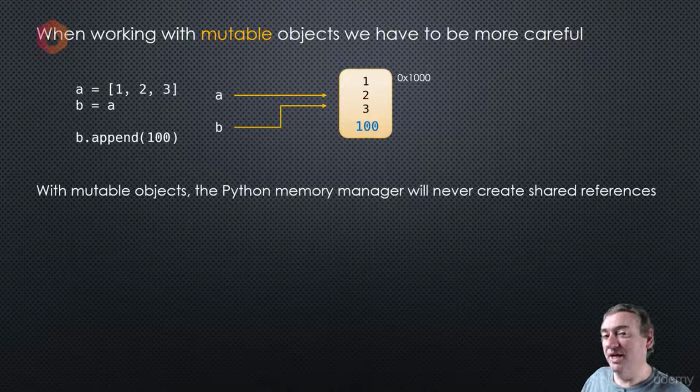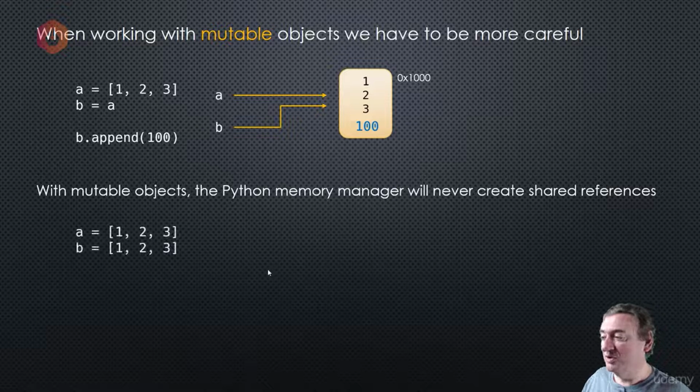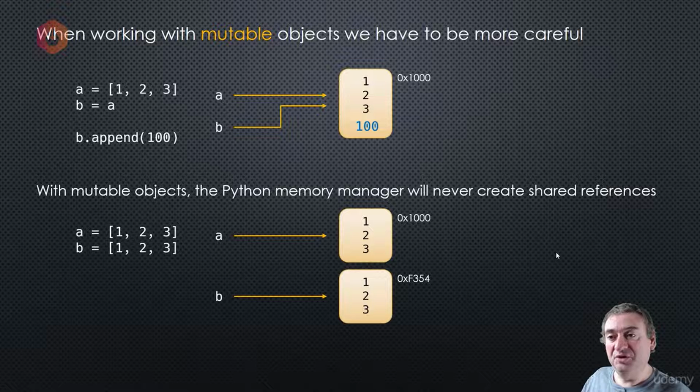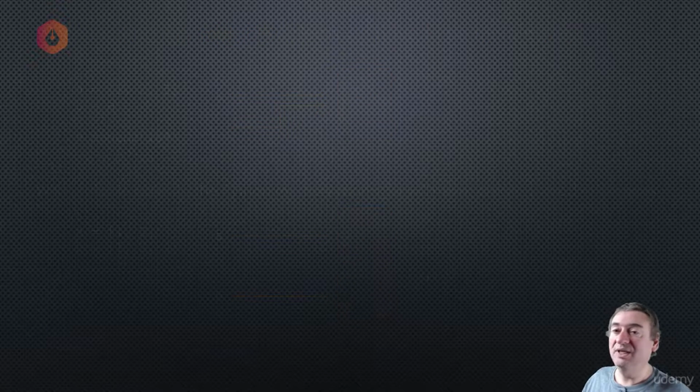So with mutable objects, the Python memory manager will never create shared references, because that would not be safe to do. So if we write a equals 1, 2, 3 and b equals 1, 2, 3, then we are going to end up with two different objects in memory. So we'll have this list at some memory address, and b will point to a different list with a different memory address. The lists are equal, they're both 1, 2, 3, but they're not the same objects. Okay, so let's look at some code and let's just see in practice how this works.